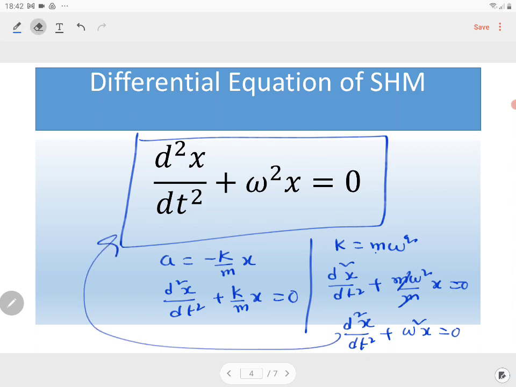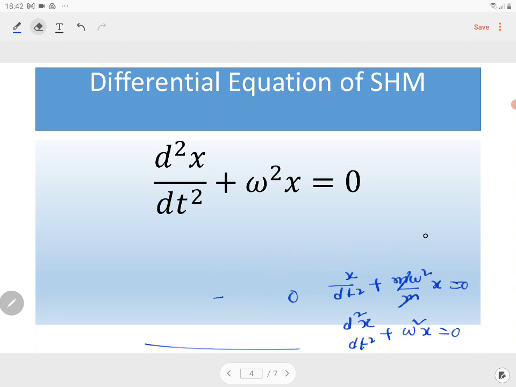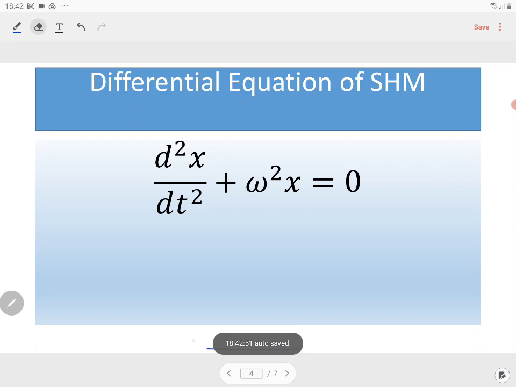Remember children, this formula is very, very important. Problems will be asked on this formula. How will problems be asked? They will give a differential equation and you will be asked to calculate the time period. What is the formula for time period? 2 pi by omega.